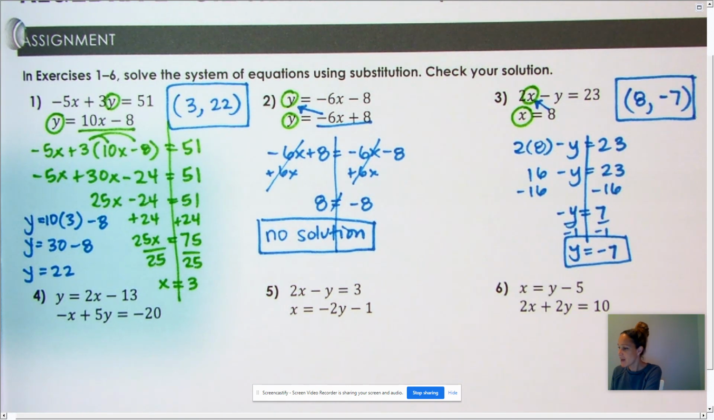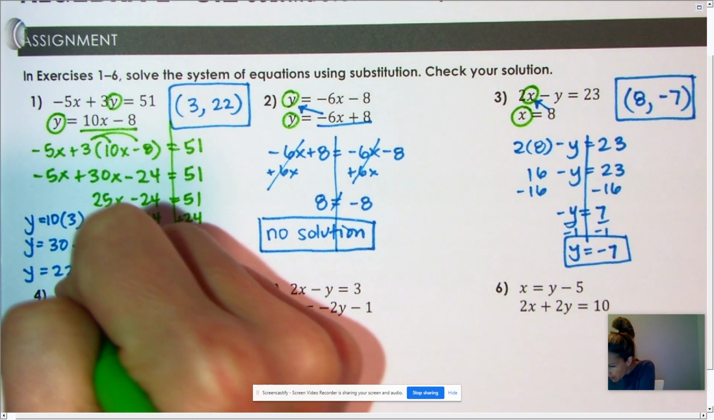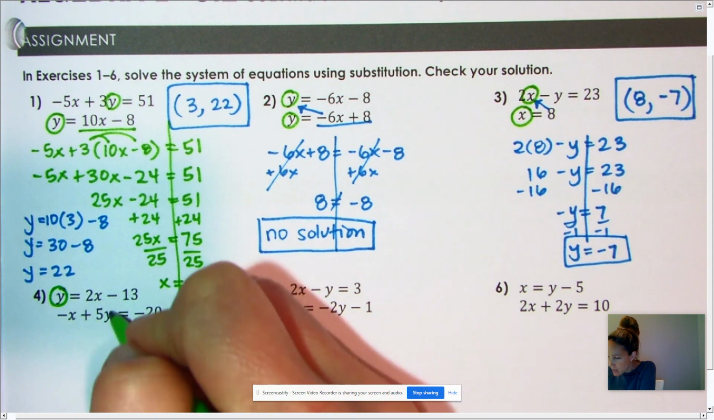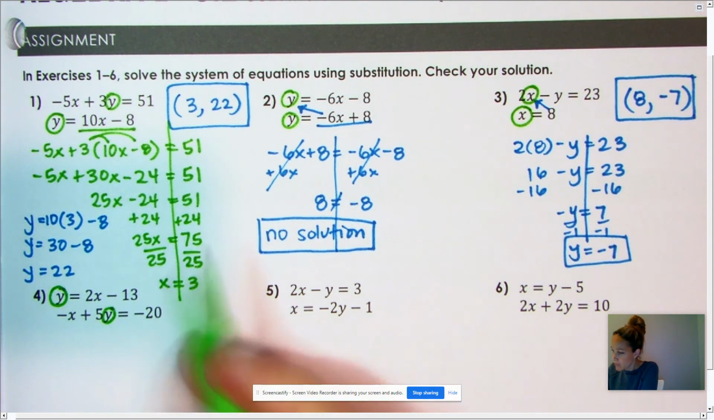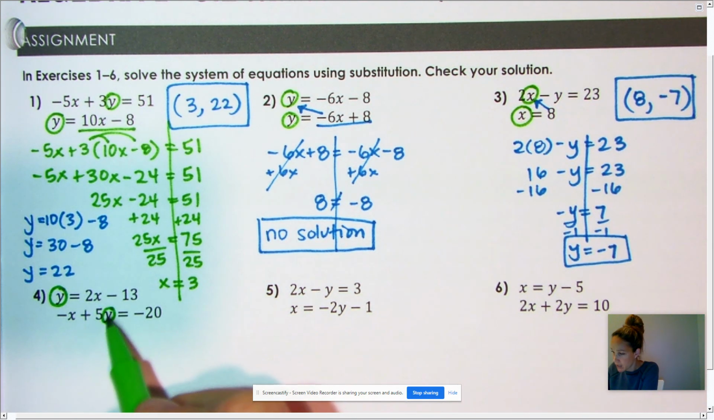All right, next problem, number 4. This one now, the one that we know is on top. So that's a little bit different. And then it goes in here. You guys can do that one on your own. That is an even one. That you're going to plug in there for y.